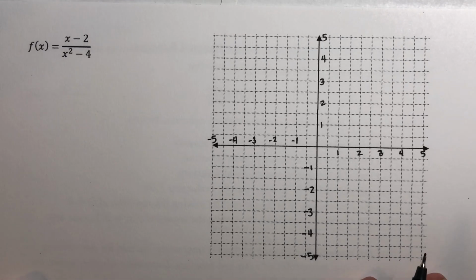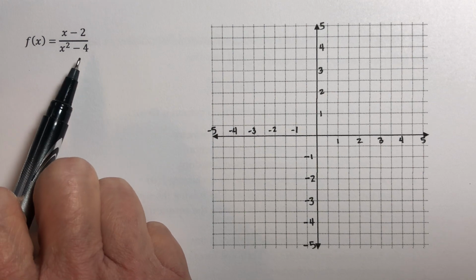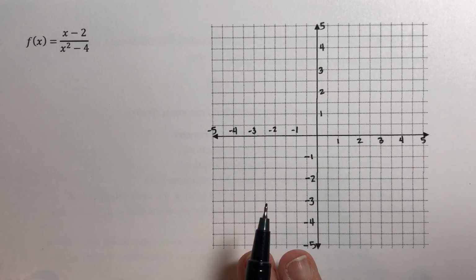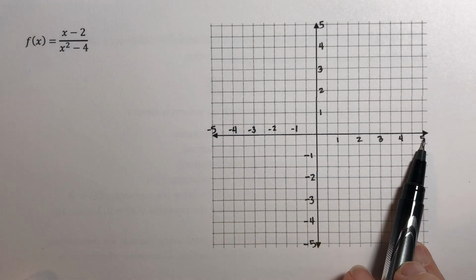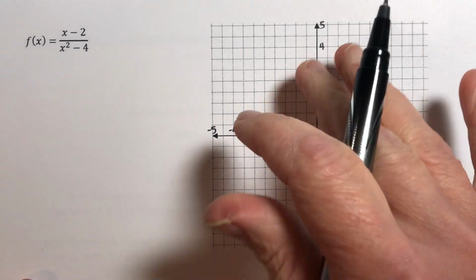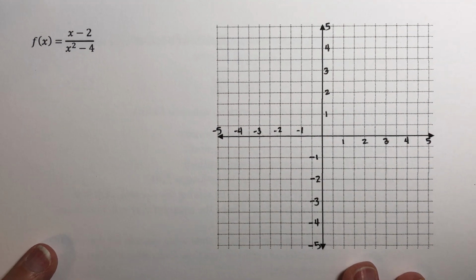This is part 3 of section 3.5. I want to end up graphing this rational function. You may notice over here that I rescaled the graph. I made each line worth 1/2, and that's because this graph is pretty detailed. We need to be able to do a little bit more, okay?